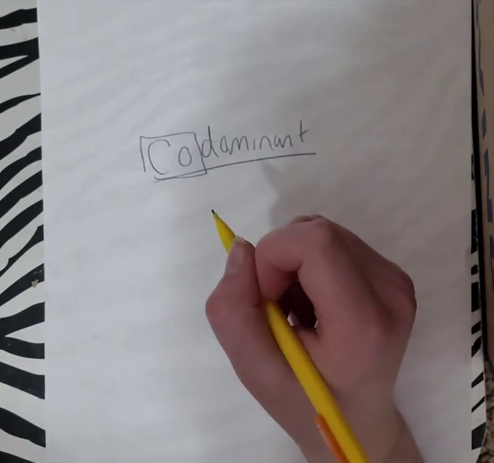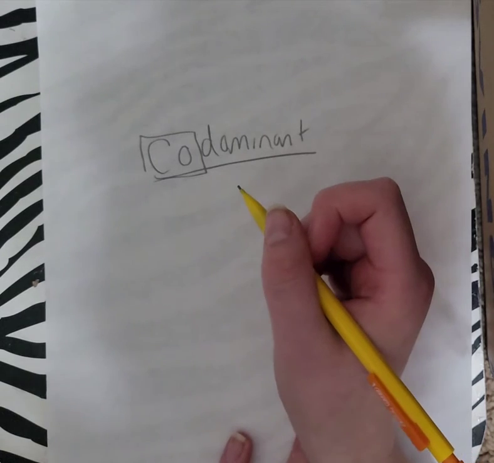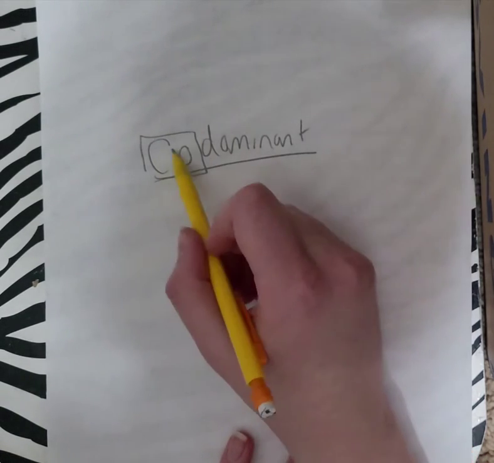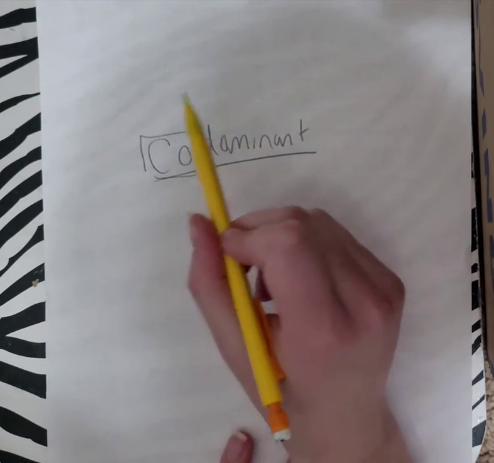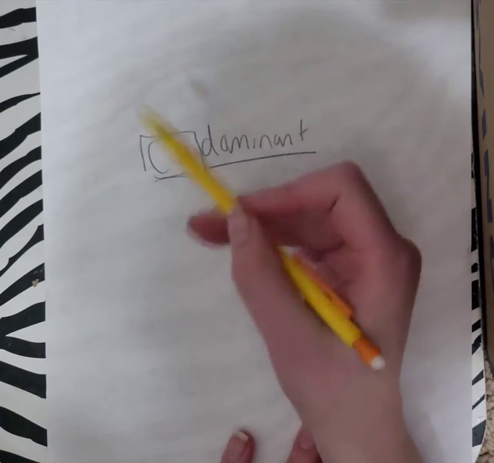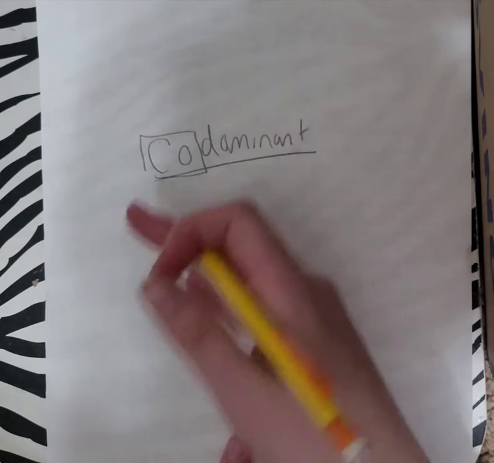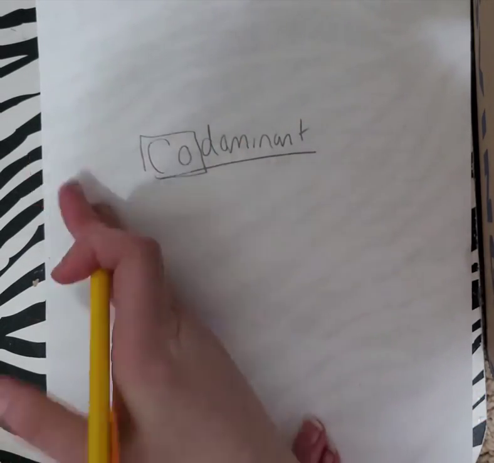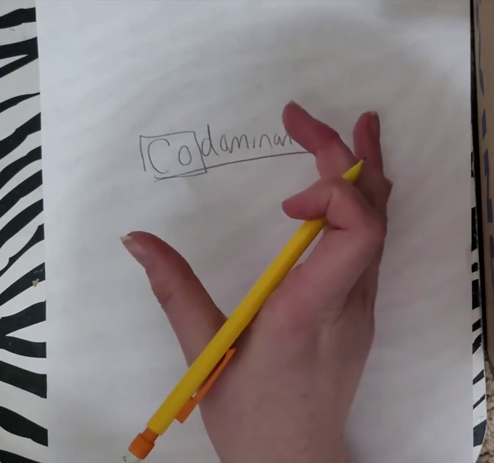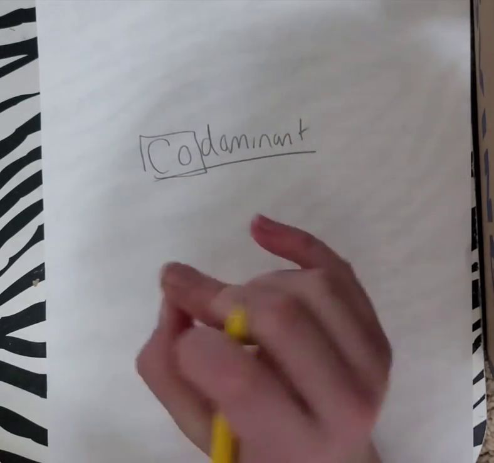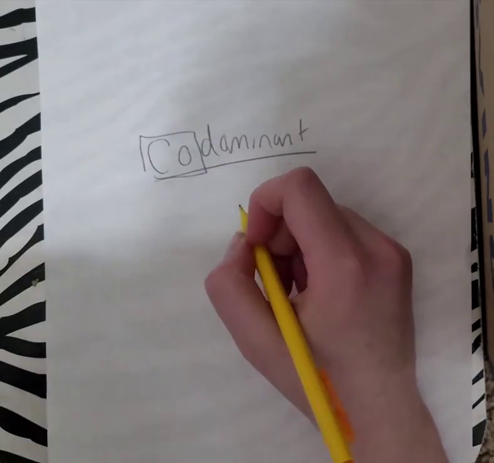Alright, so in this video we're going to go over codominant traits. Codominant traits, think about it like the term co-captain. Both people have a role in leadership, so you will see both. What that means is that when you have your dominant and recessive trait, they will actually go together, so you will see two distinct traits.